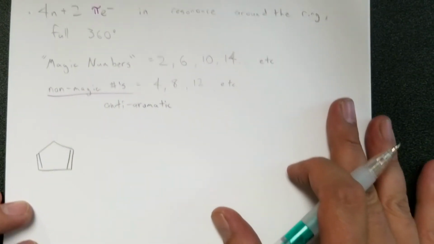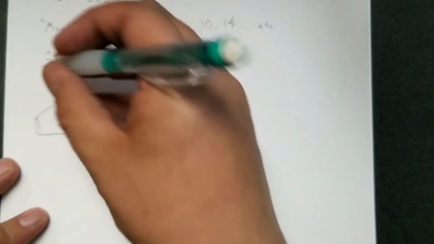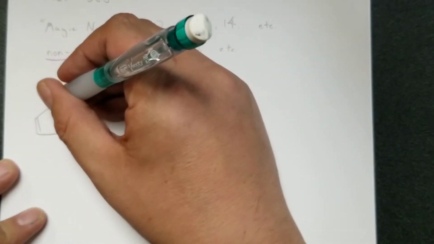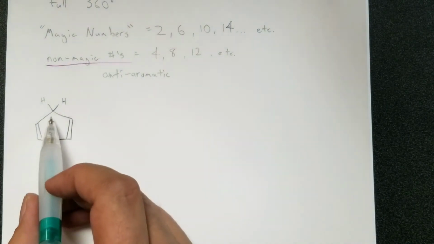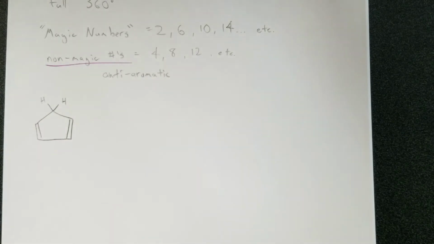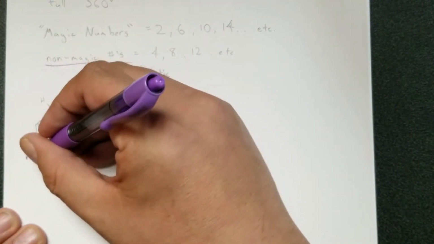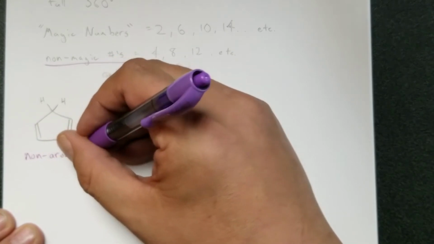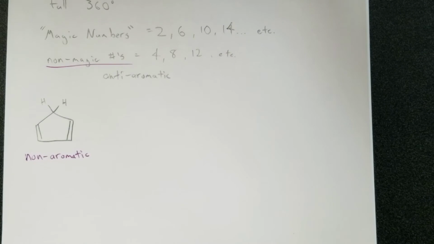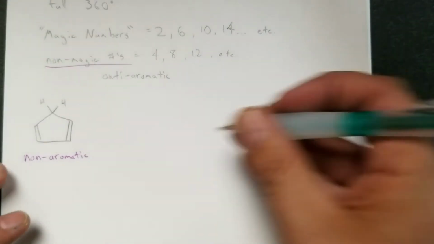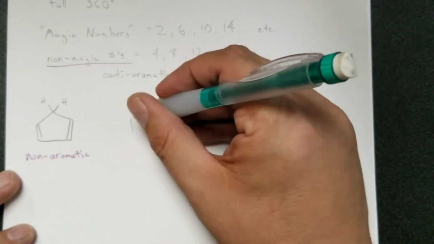So this compound here, notice how I have an sp3 carbon here. If you were to try to draw resonance for this, you would not be able to get a full 360 because of that carbon right there being sp3 hybridized. So I would say that this one is non-aromatic. It's not planar. So non-aromatic. And I want you guys to be clear here: I'm going to be picky about non versus anti. They mean different things.